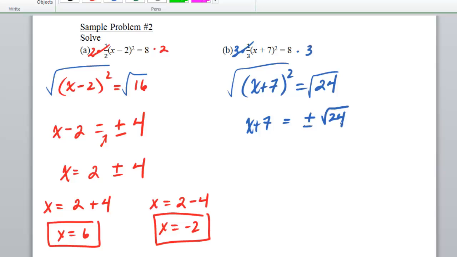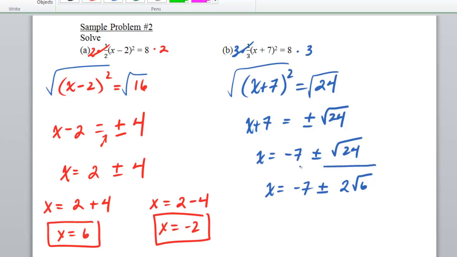square root of 24. Now notice this time the square root of 24 is not a perfect square. So when I subtract 7 from both sides, I cannot directly combine those terms because they're not like terms. So here we would simply just need to reduce the radical or simplify the square root of 24. And that's going to simplify to 2 times the square root of 6. And this is going to be our final answer because it has both the plus and the minus values in here, which gives us two solutions to this particular problem.